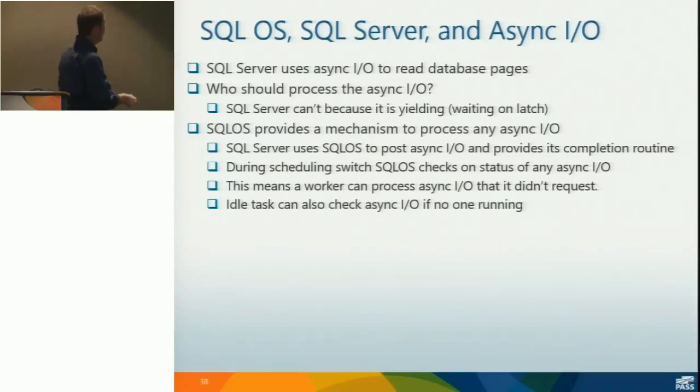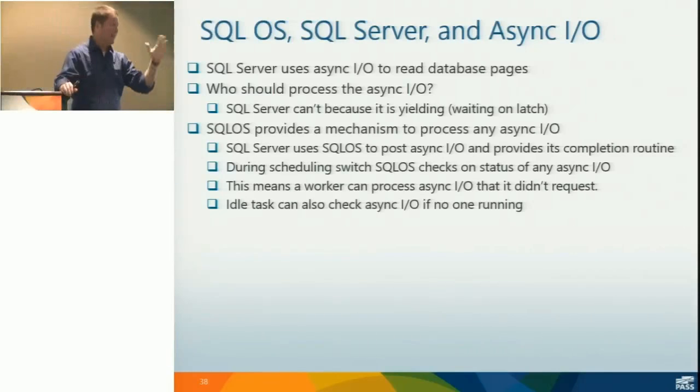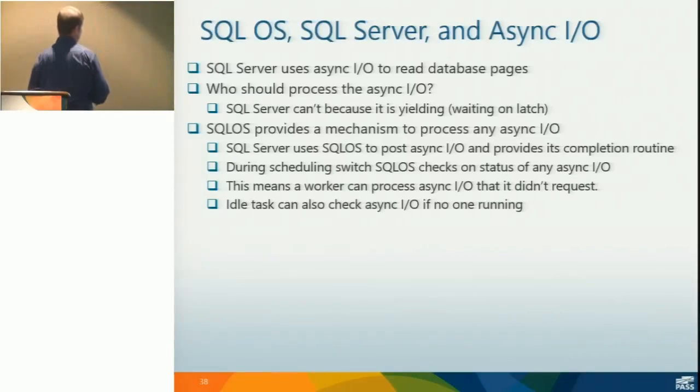And then during a scheduling switch or idle processing, SQLOS will check the status of async I/O and say, oh, if it's finished, I'll go call that completion routine, right? So they give us a function pointer that they know. We don't even know what it does. It's just a function for us to call. We know, though, when the async I/O is actually processed. So that means a really odd situation. A given worker can post the async I/O, but some other worker can actually be the one in its thread stack to process it for you. Because again, it's a cooperative system. If we don't do this, somebody may never process it. But it also could be the idle task that actually does that.